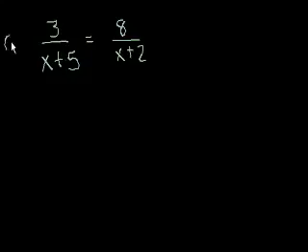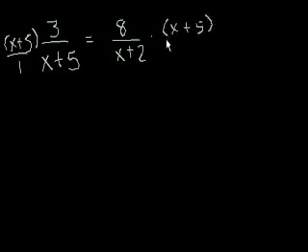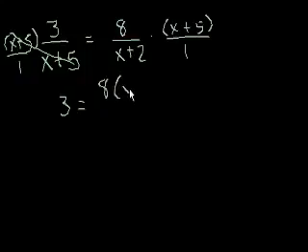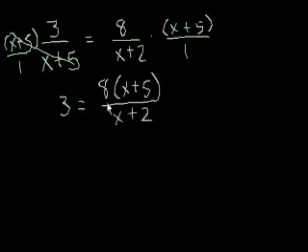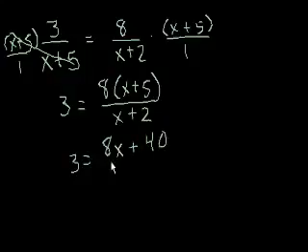Well, just like we did before, we multiply both sides of this equation by x plus 5. You could say x plus 5 over 1 times x plus 5 over 1. On the left-hand side, they get canceled out. So we're left with 3 is equal to 8 times x plus 5, all of that, over x plus 2. Now on the top, just to simplify it, we once again just multiply that 8 times the whole expression. So it's 8x plus 40 over x plus 2.